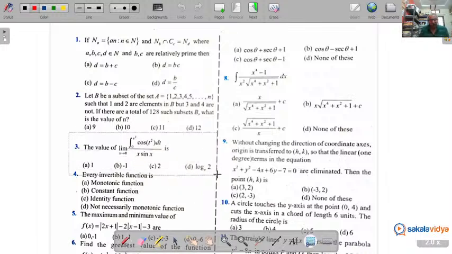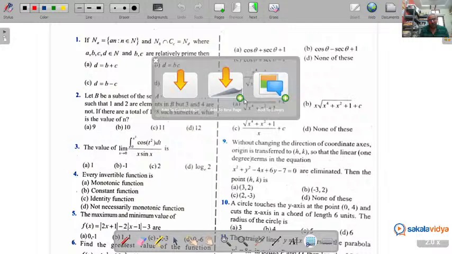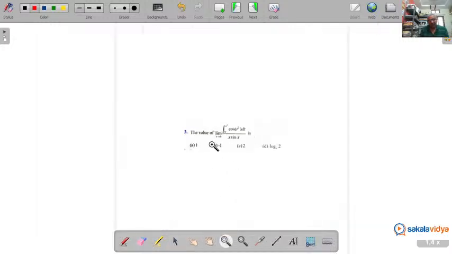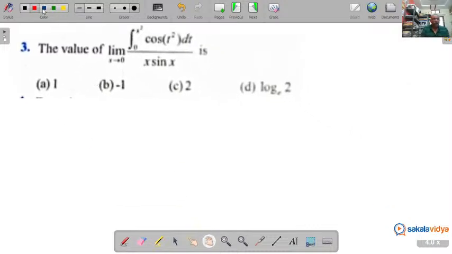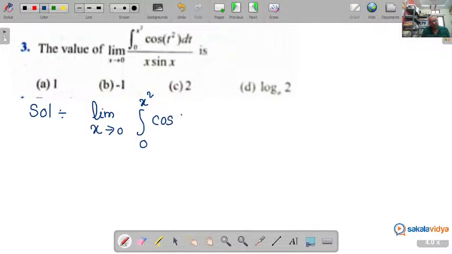So third question. See, this is the third question. The value of, let me write here once again, the value of limit x extends to 0, integral 0 to x square cos of t square dt upon x sin x.